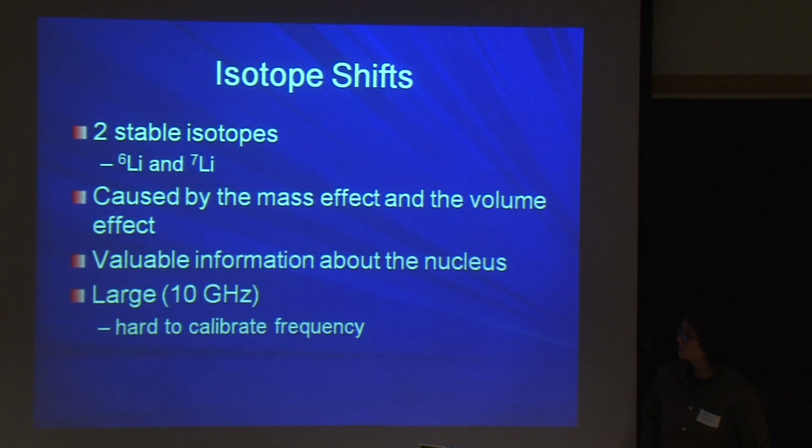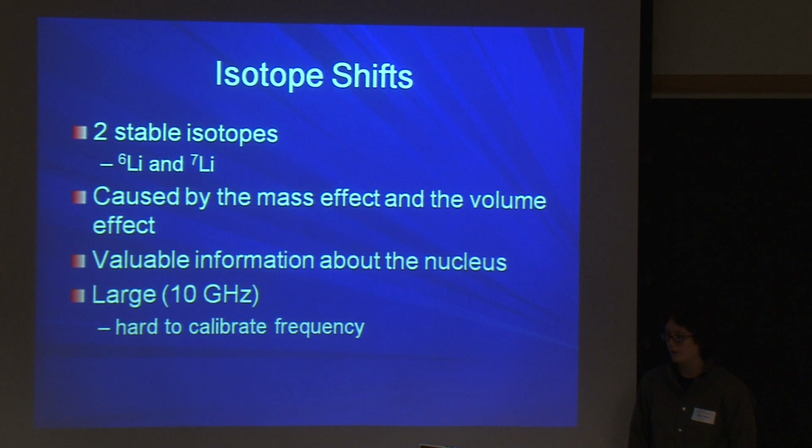And we're also studying the isotope shifts. There are 2 stable isotopes, lithium-6 and lithium-7. And the isotope shifts are caused by the mass effect and the volume effect. The mass effect is the difference in mass between the 2 isotopes, and the volume effect is the distribution of charge in the nucleus. It changes with the 2 isotopes, so that changes where the energy levels are. So we can learn valuable information about the nucleus from this.